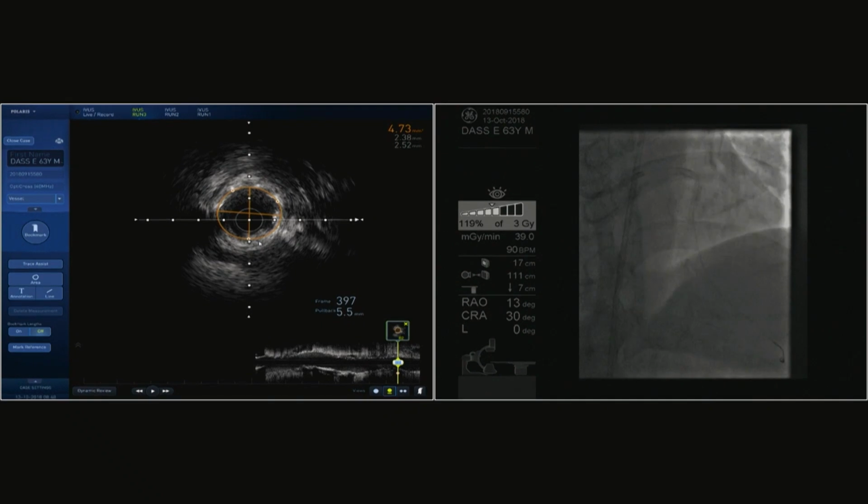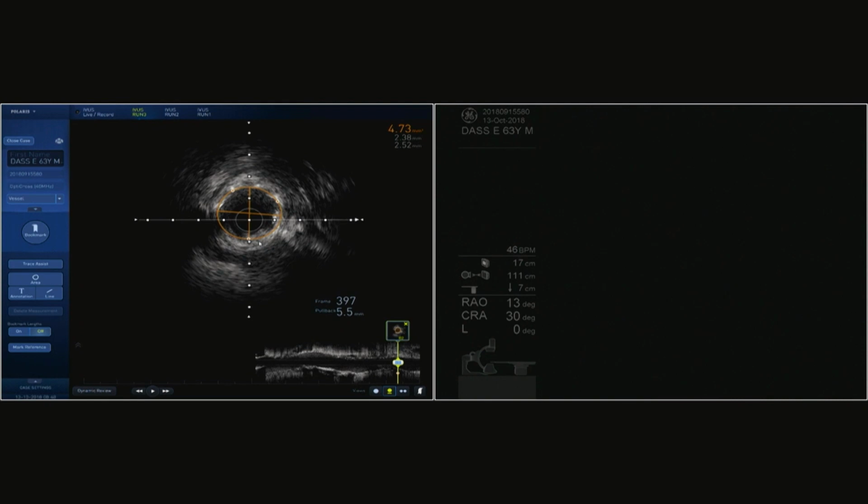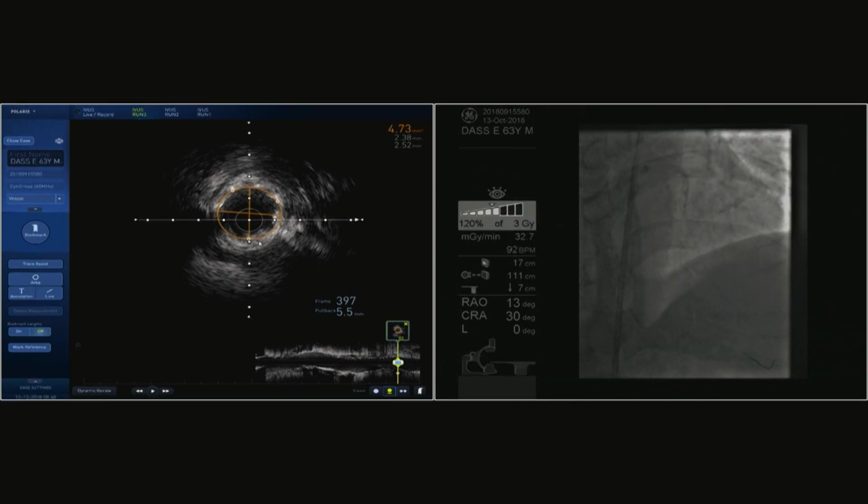So can you see the IVUS image? This is the minimum lumen area around the distal stent edge, about 4.73 millimeters square. So it's less than 5.5, but according to this vessel diameter, I think it should be enough for this patient. Would you still accept it because it's less than 5.5? Yeah, even if it's less than 5.5, this stent area should be very acceptable because of the very small original vessel size.